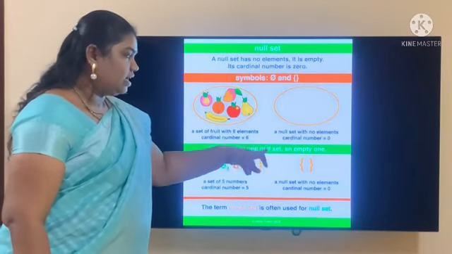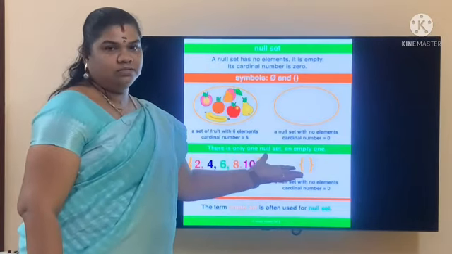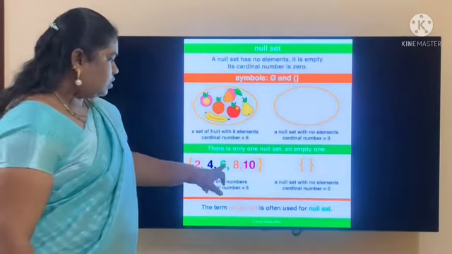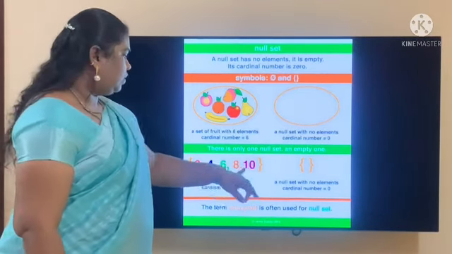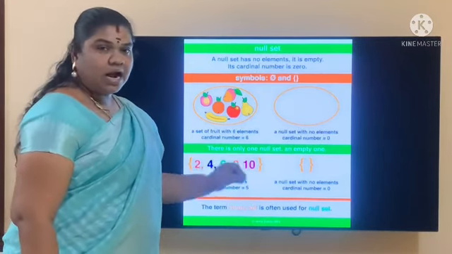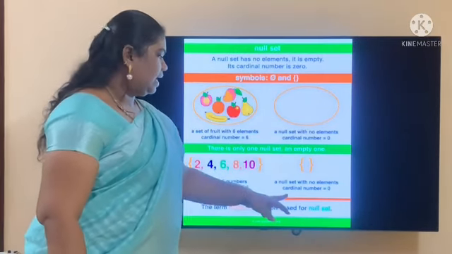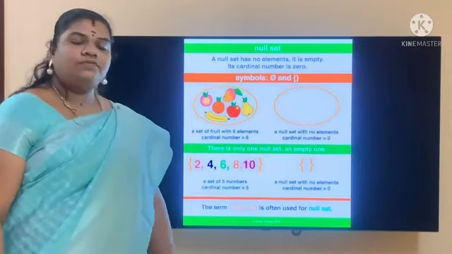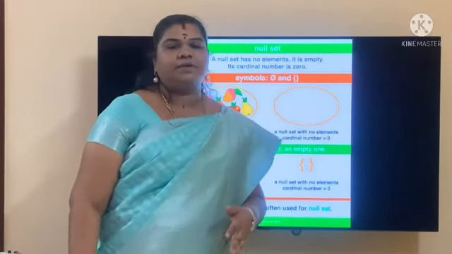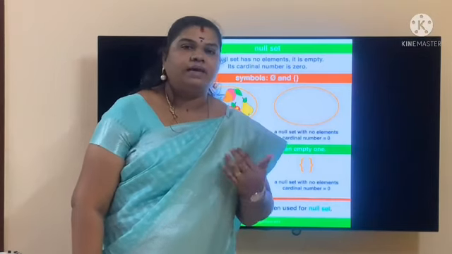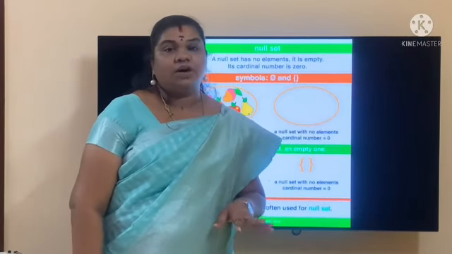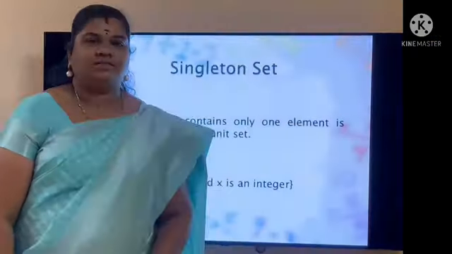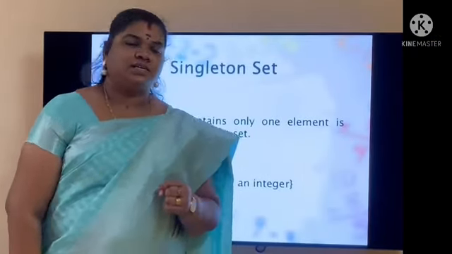There is only one null set, the empty one. So this is a null set where it is an empty one. So here 2, 4, 6, 8, 10. I can count and say the number of elements is 5. Cardinal number is 5. And here, null set, 0. The term empty is often called null. Either it can be called a null set or an empty set. The other name is void set, V-O-I-D. Void set.